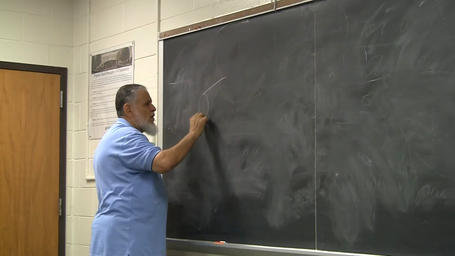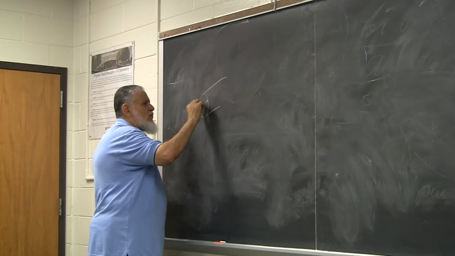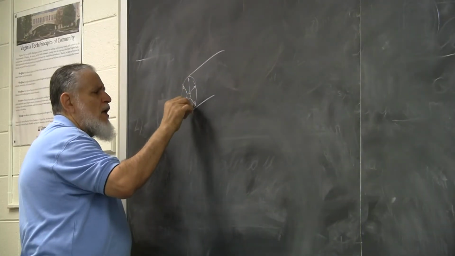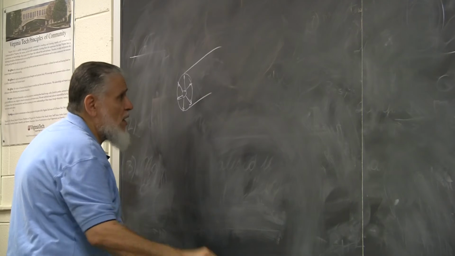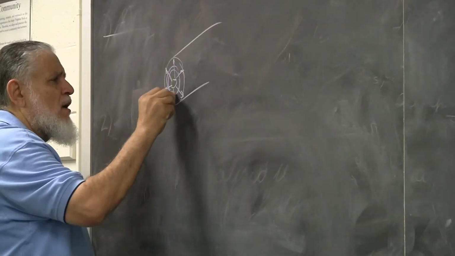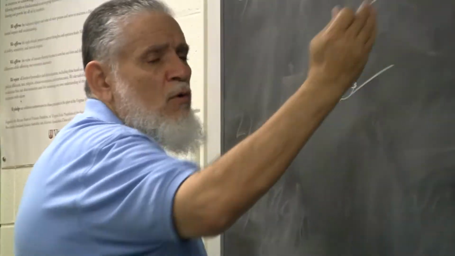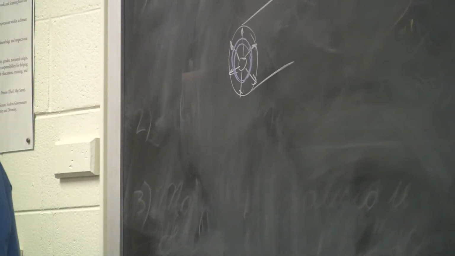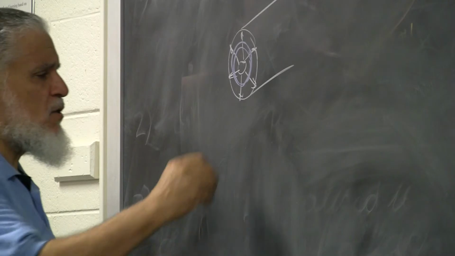When we talked about transmission lines, we assumed that the E field goes like that, and the H field goes like that, okay? And this repeats on all cross sections, okay? There's nothing that's going to change in this regard. This is what we call plane wave.